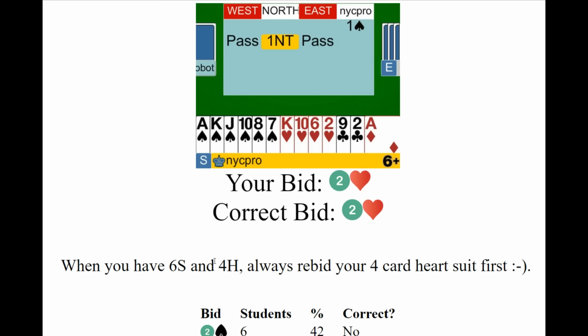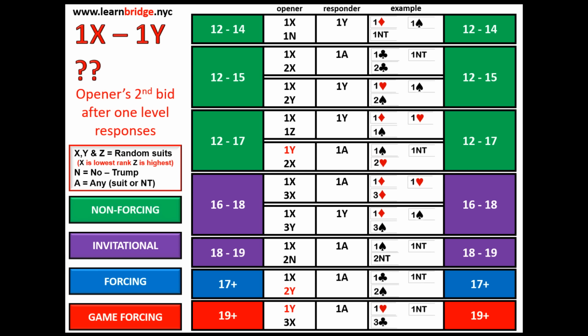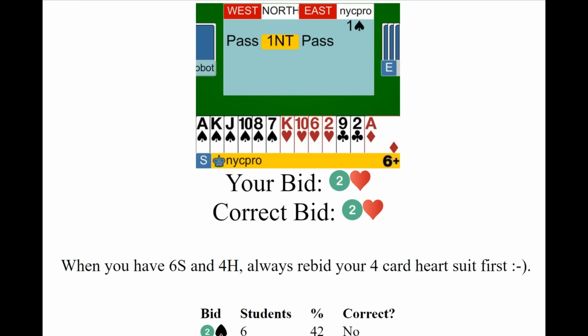Even though your hand is really good, this will on our chart be our 12 to 17 range, right? We've opened a spade, our partner bid a no trump, and we bid 2 hearts. In fact, that's the example auction right here. 12 to 17. So even though we have a really good hand, it's technically still only 15, although you should recognize this is a very strong 15.